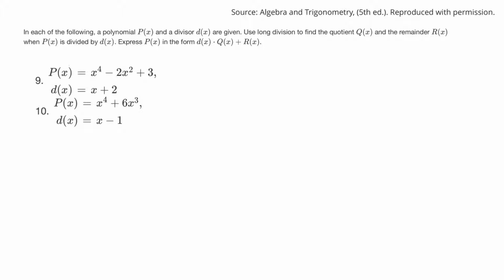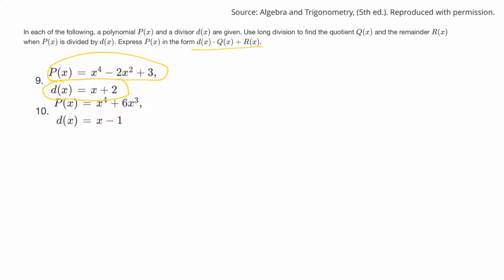Here's another question. It says in each of the following, a polynomial, so here's my polynomial, and a divisor, there's my divisor, are given. Use long division to find the quotient and the remainder, and then express your answer like that.